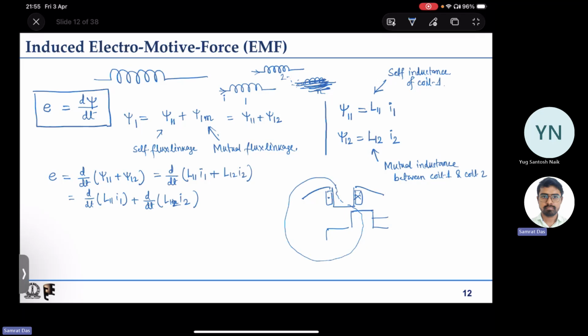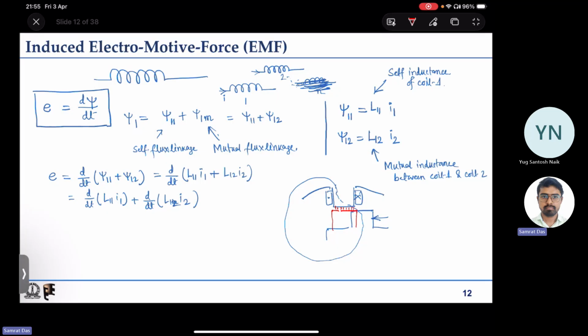If this moves and comes somewhere, say here, where the length or the area of the flux path becomes more, then obviously the reluctance is changing with position. So you understand that if something is moving, then inductance can also change with time. For that there has to be some movement.